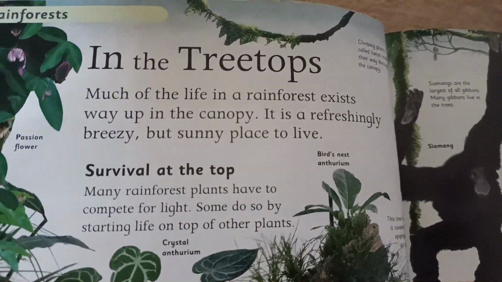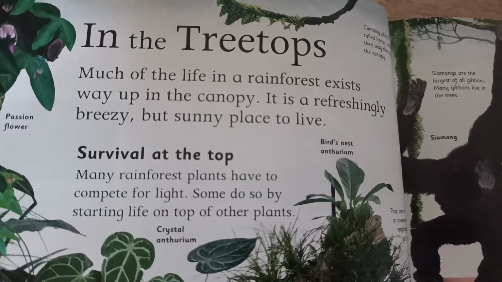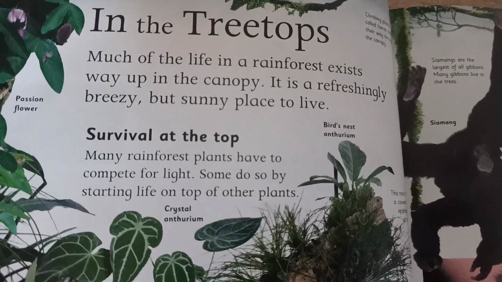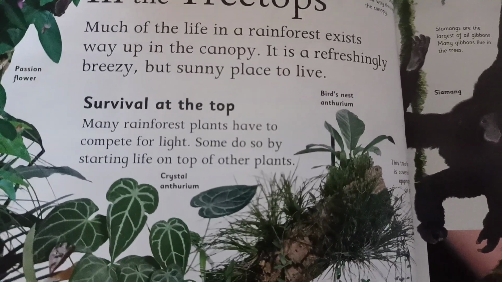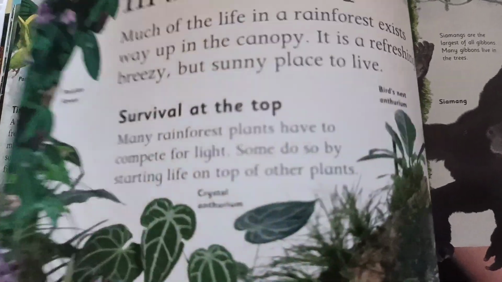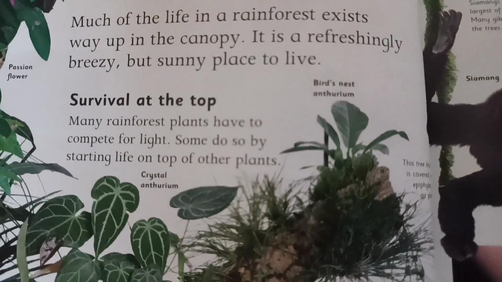Next in rainforest we have the treetops. What is in the treetops? Much of the life in a rainforest exists way up in the canopy. It is a refreshingly breezy but sunny place to live. Survival at the top. Many rainforest plants have to compete for light. Some do so by starting life on top of other plants.